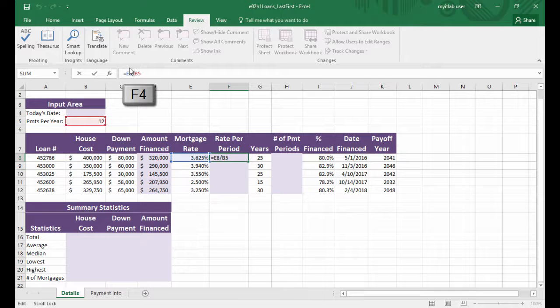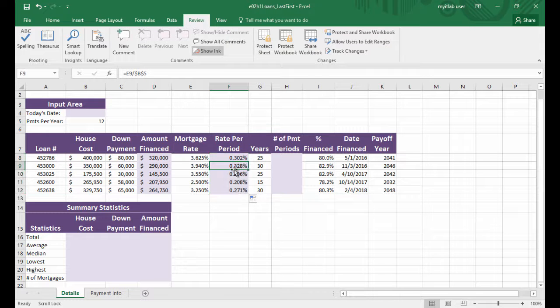Pressing F4 changes a cell reference to absolute, mixed, or relative within a formula. An absolute cell reference is indicated by a $ sign before the column letter and before the row number. When you copy the revised formula down the rate per period column, the mortgage rate on each row is always divided by the value 12 stored in cell B5, since it is an absolute reference.